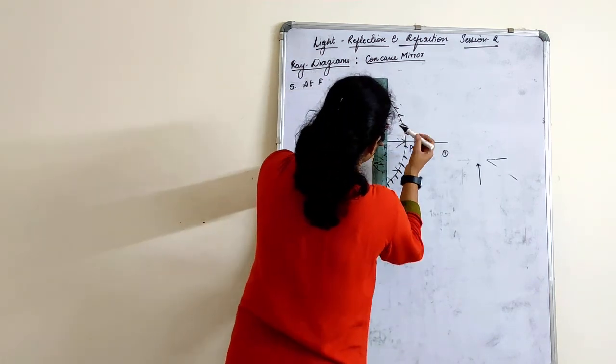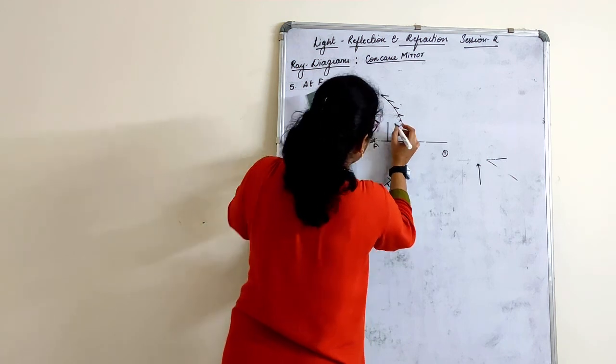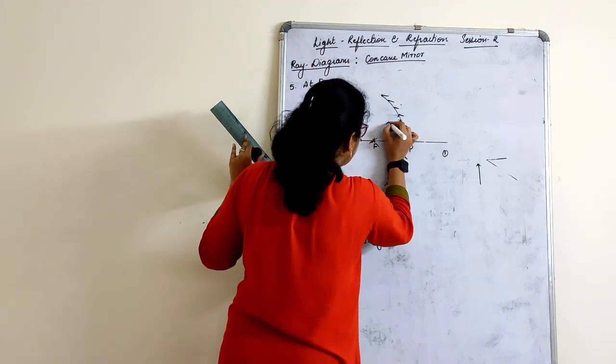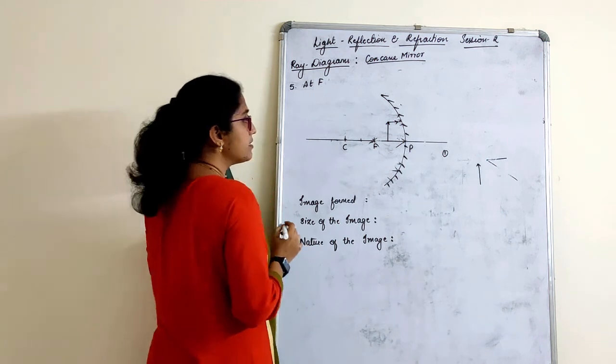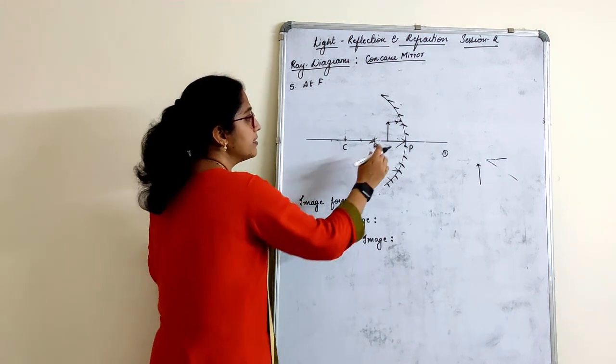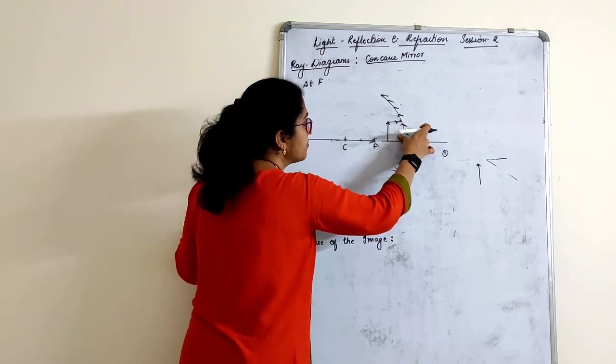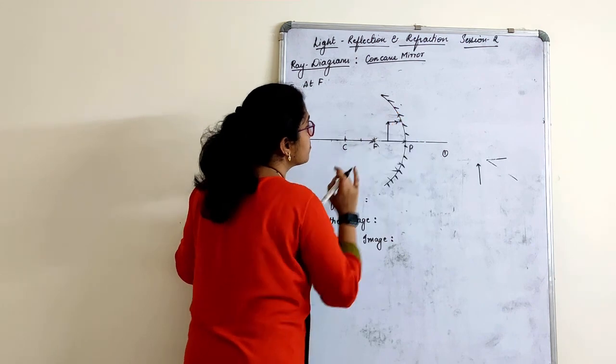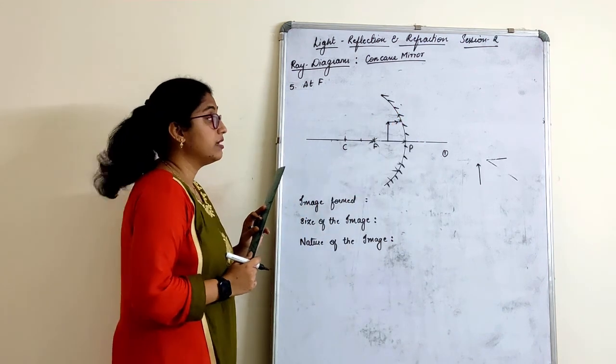When the object is kept between F and P. Do not do freehand drawing. It was a very small distance, so I just tried it. Now look here. Now this is kept.